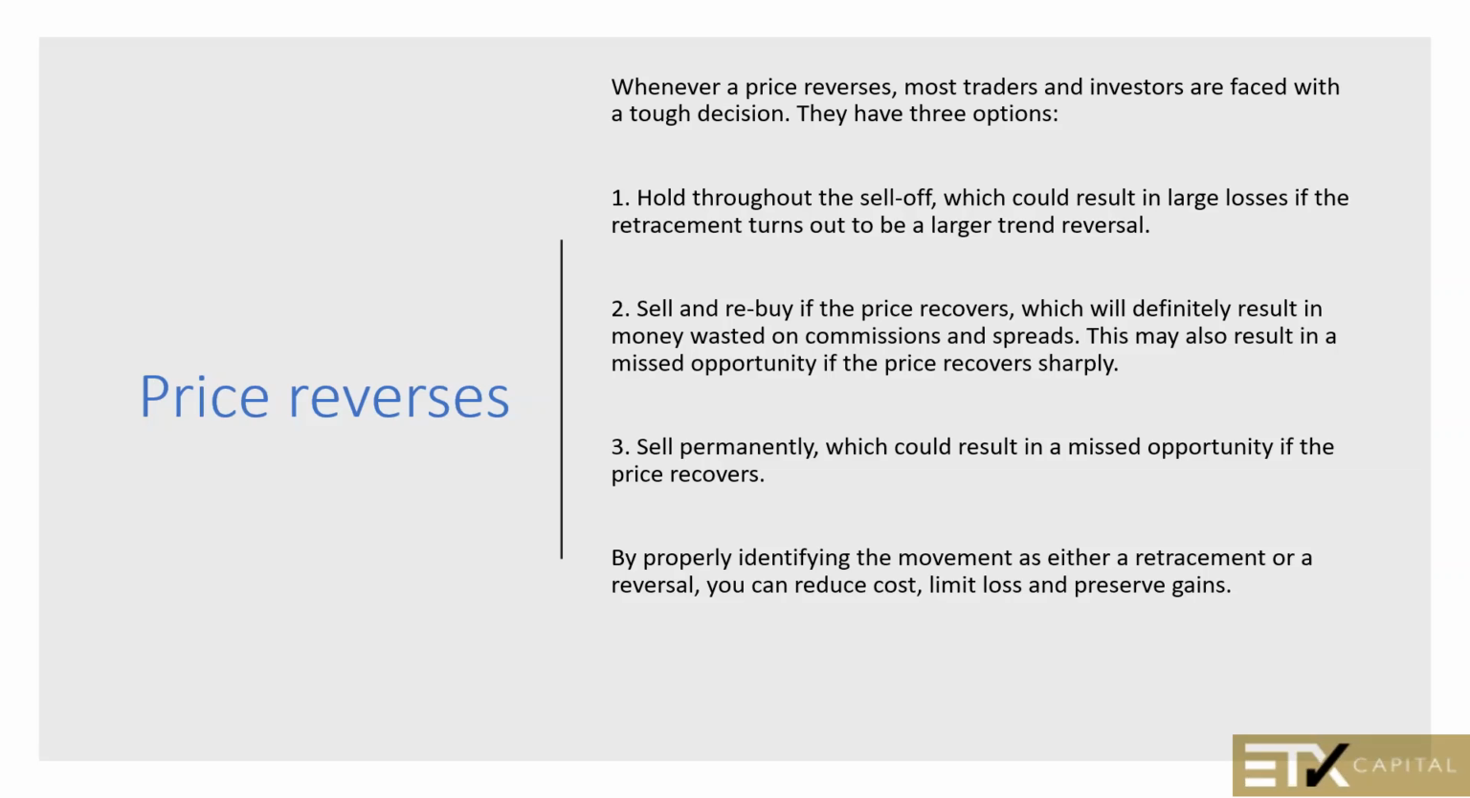Now, you're only faced with three options. Okay. Your first choice is to hold throughout the sell-off, which could result in large losses if the retracement turns out to be a larger trend reversal. Two, you can sell and rebuy if the price recovers, which would definitely result in money wasted on commissions and spreads. Okay. This may also result in a missed opportunity if price recovers sharply. And then three is sell permanently, which could result in missed opportunities if price recovers. In other words, let your winners run.